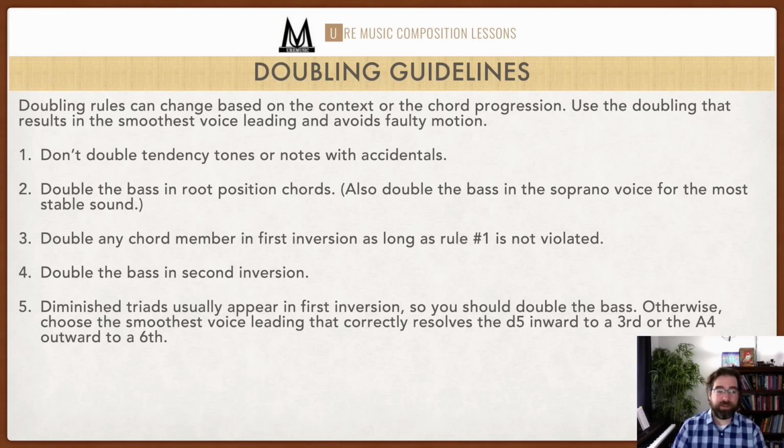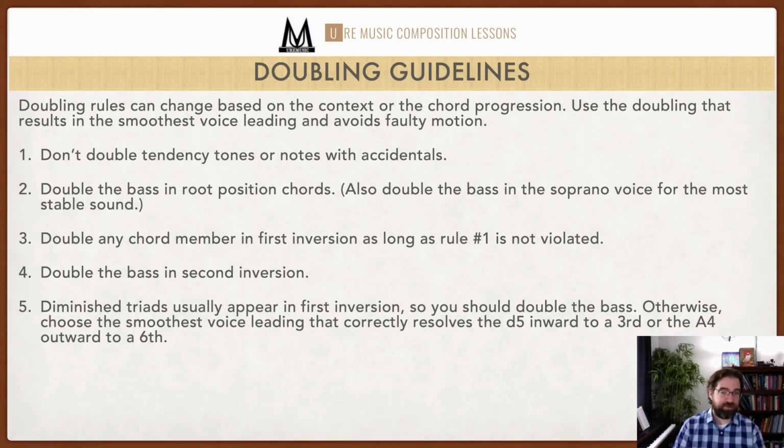So here are doubling guidelines. The doubling rules can change based on the context or the chord progression. Use the doubling that results in the smoothest voice leading and avoids faulty motion. The first thing you want to do is not double any tendency tones or notes with accidentals. If you see an accidental, you can't double that note because it's out of the key, so it already stands out. A tendency tone has a tendency to resolve a particular way.